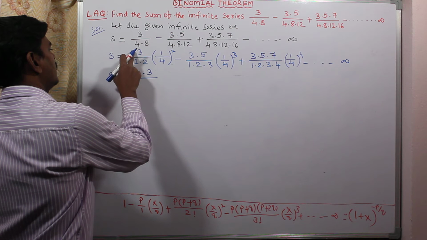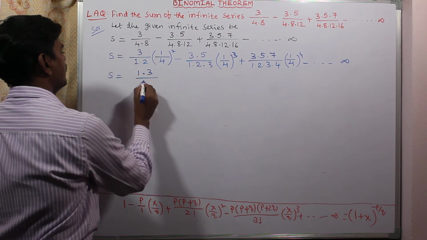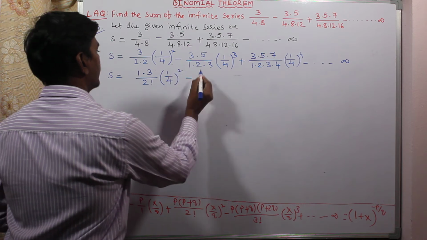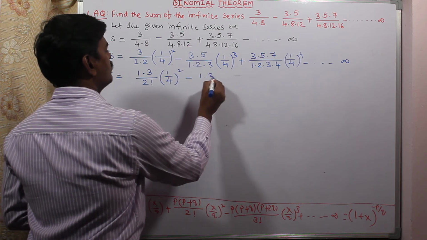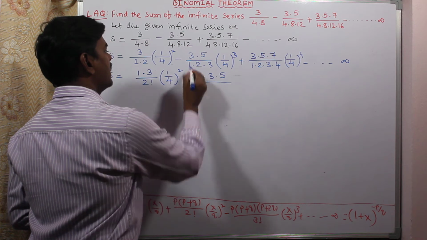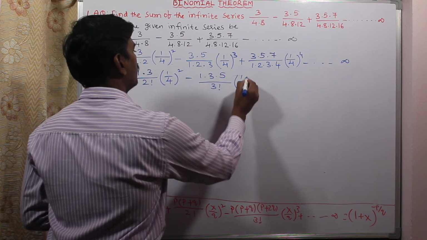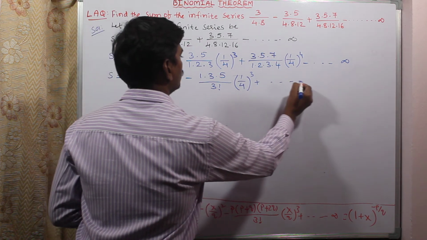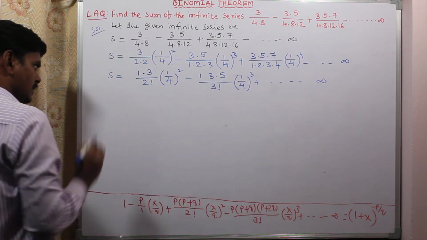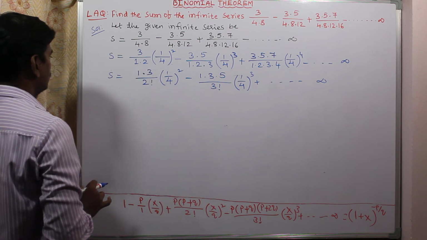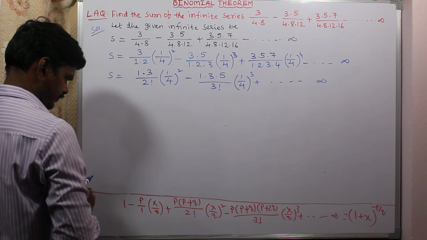So I can write 1 into 3 by 1 into 2 as 2 factorial into 1 by 4 whole square, minus 1 into 3 into 5 by 1 into 2 into 3, which can be written as 3 factorial into 1 by 4 whole cube, plus so on up to infinite. Okay, now we have created the missing numerators.